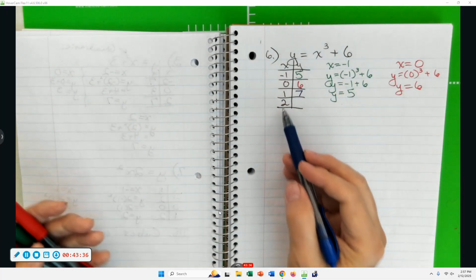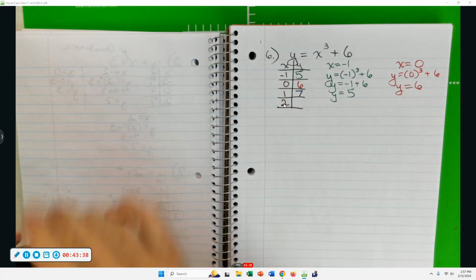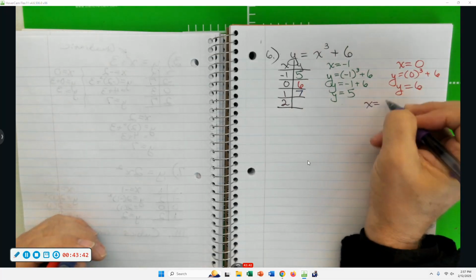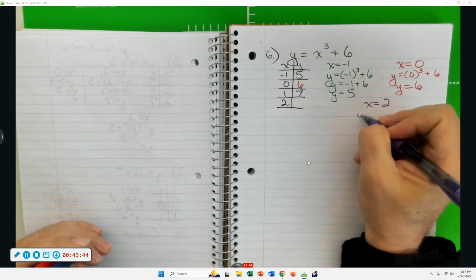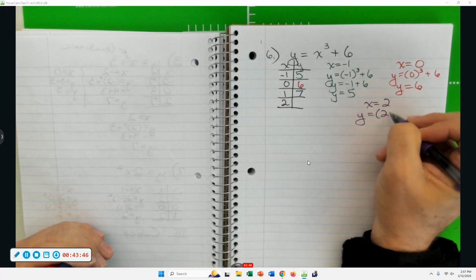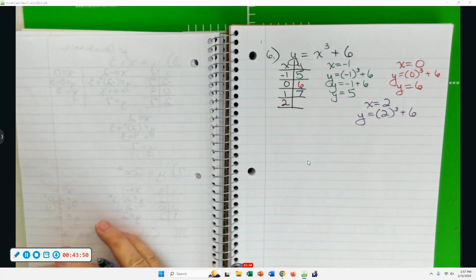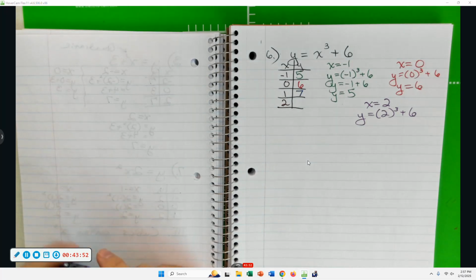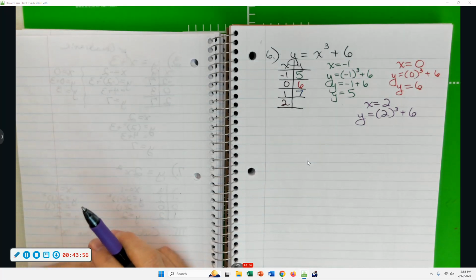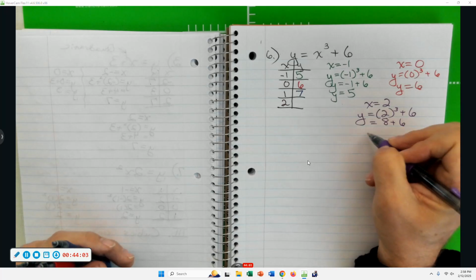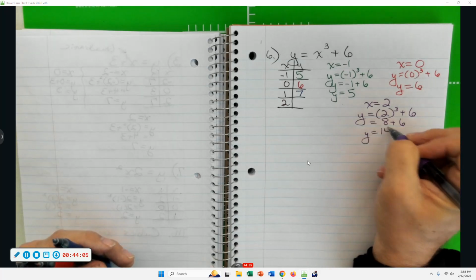And now let's plug in 2. Let's plug in 2 for x. Now be careful. So we have y equals 2 cubed plus 6. I was about to say, be careful. 2 cubed is not equal to 6. What's 2 times 2 times 2? 8. Okay. 8 plus 6. We get a y value of 14.